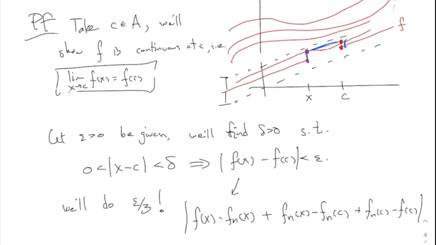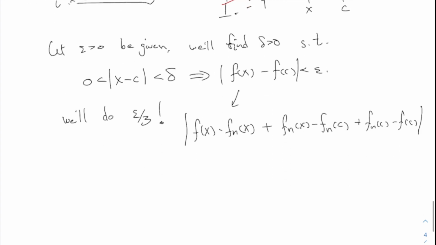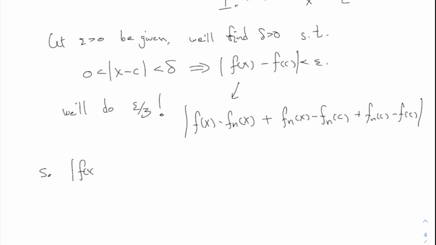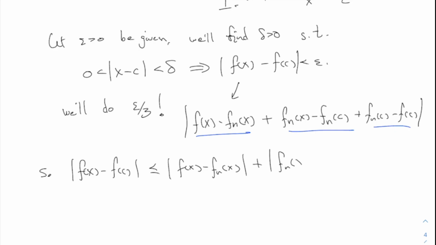The way that I wrote that, all those things in the middle cancel out, and so this is actually equal to f of x minus f of c. But I can split this apart. So this means that the absolute value of f of x minus f of c is less than or equal, by the triangle inequality with my three pieces, to the absolute value of f of x minus fn of x, plus fn of x minus fn of c, plus fn of c minus f of c, right?